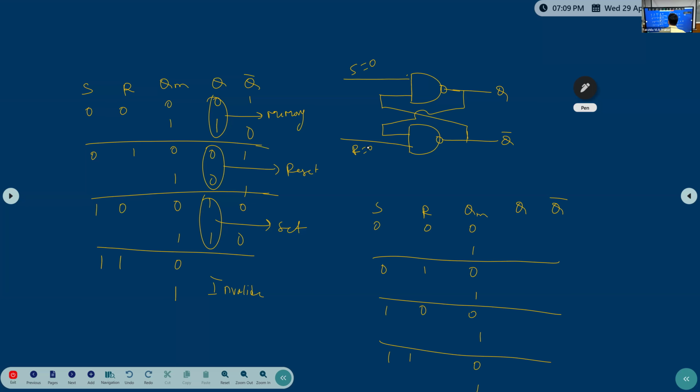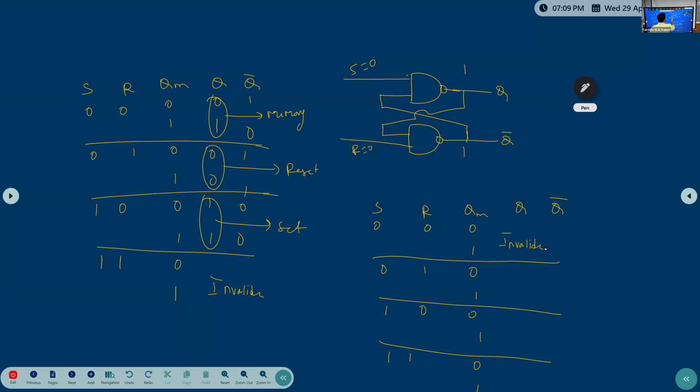I already told, so for NAND gate, what is the single statement? Any one of the input is low, output will be high. This one is 1, this one is 1. So both are 1. This is invalid case. Invalid case.